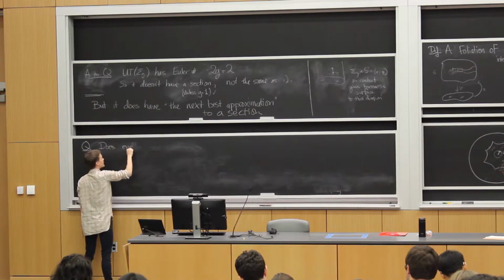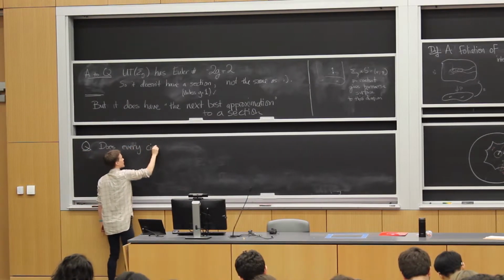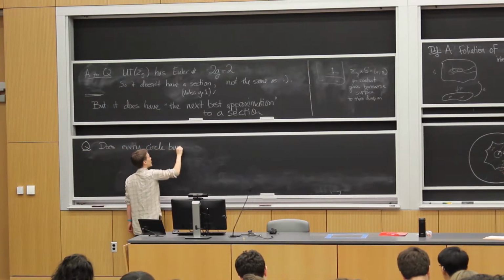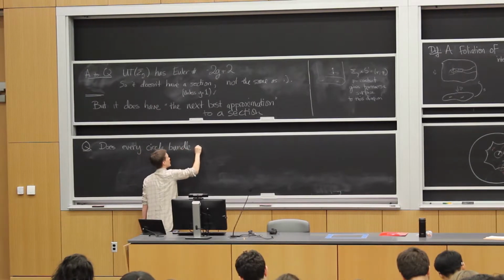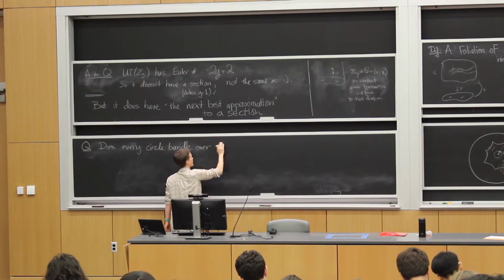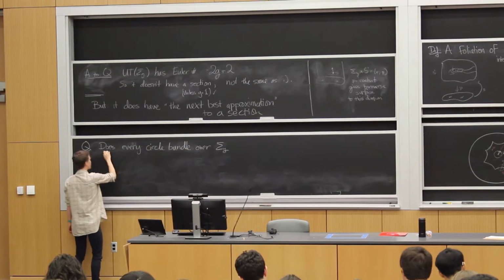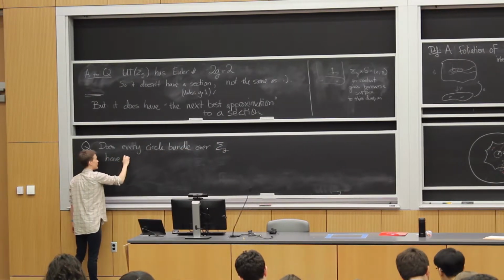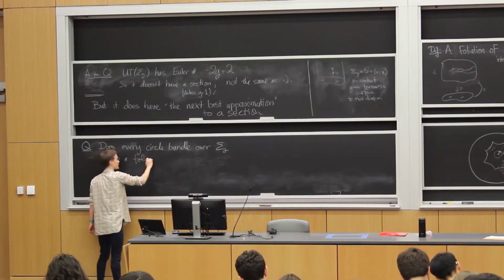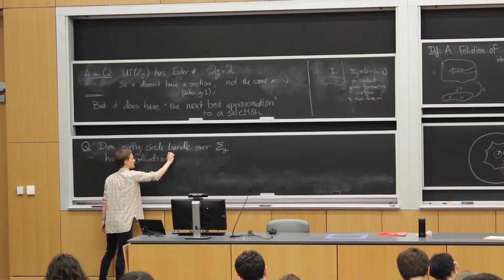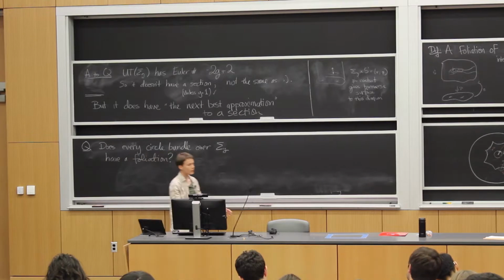Does every circle bundle over your surface have a foliation? Okay, if not, which ones do?